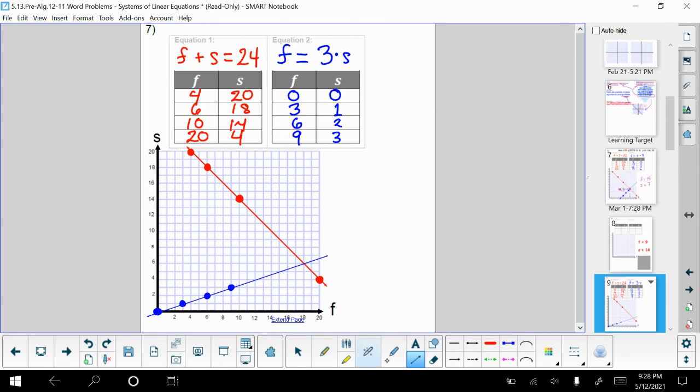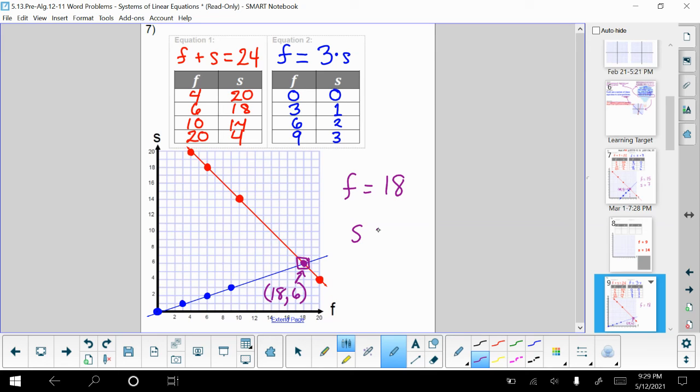And I do believe we can tell where we have a magic point. It's not magic, it's mathematics. What is that point? That point would apparently be when f is 18, s is 6. And if you don't believe it, you can always substitute those numbers back in. Is 18 plus 6 equal to 24? It's a true statement. Is 18 equal to 3 times 6? That also is a true statement.